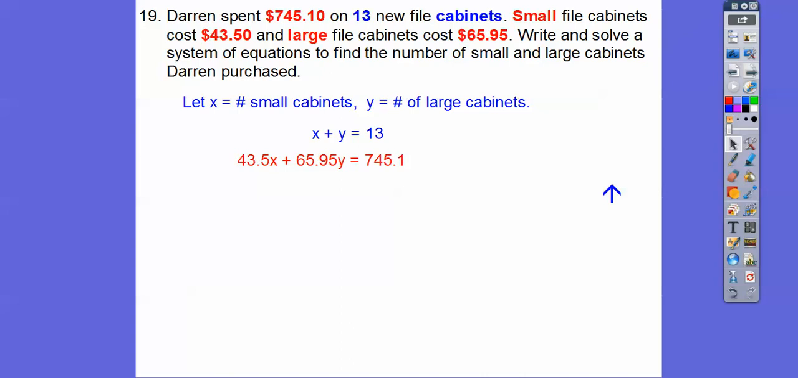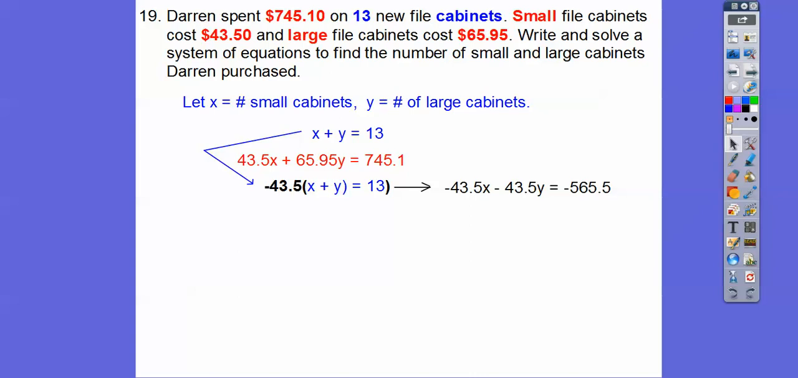All right, so we have a system of equations. Time to pick up a calculator. I've done all the calculations for us, so we don't have to, but in class we'll probably do this. We can make the x's both 43.5 and negative 43.5, or 65.95 and negative 65.95. I like smaller numbers, so I'm going to choose the 43.5. So I'm just going to multiply the top one by negative 43.5. Everything times negative 43.5 gets me that. Now I'll slide the red equation over, and they're ready to add together.